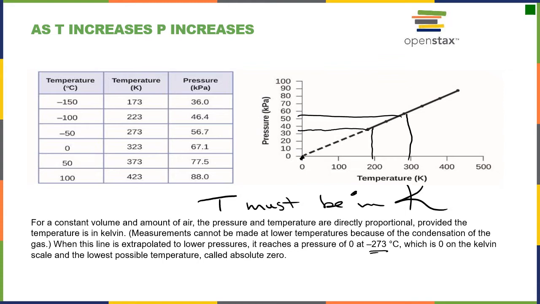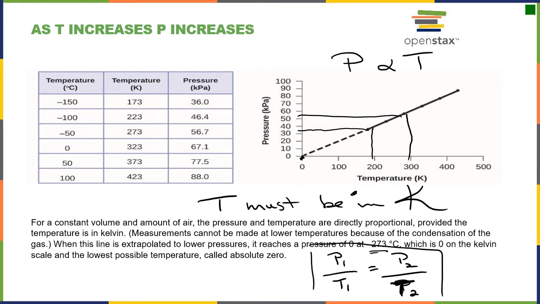But we can get an equation out of this. If our pressure is directly proportional to temperature, we can say that P1 over T1 for the gas is equal to P2 over T2 for the same gas, with everything else held constant. So, law number one: P1 over T1 equals P2 over T2.